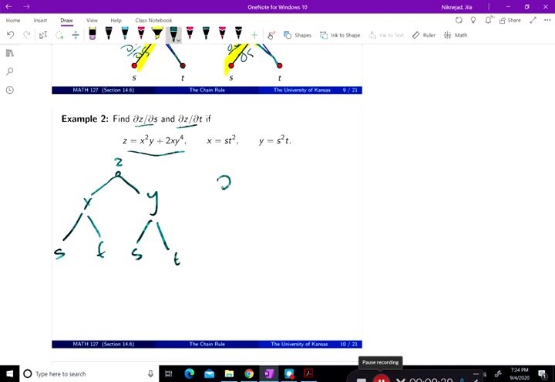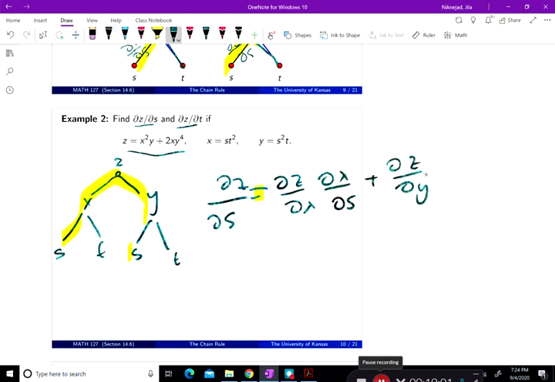And so the partial of z with respect to s is going to be these two branches, and so it's partial of z with respect to x times partial of x with respect to s plus partial of z with respect to y, partial of y with respect to s.